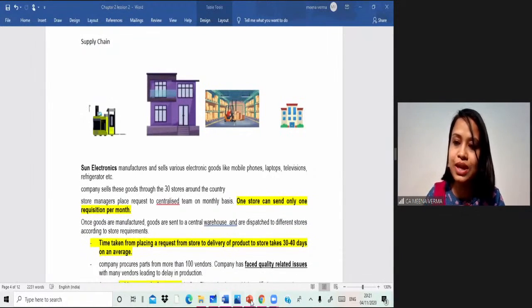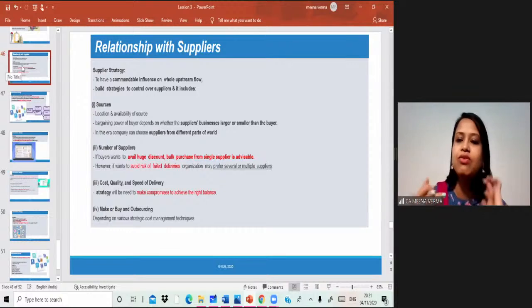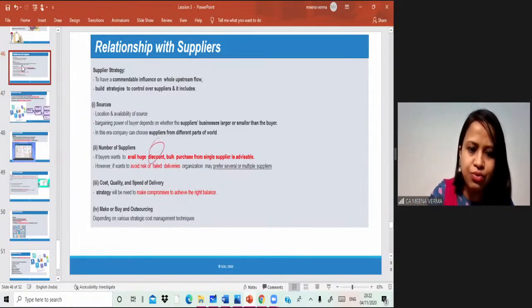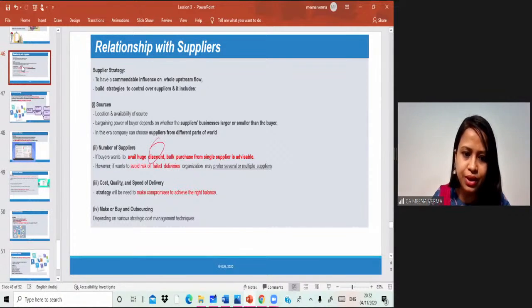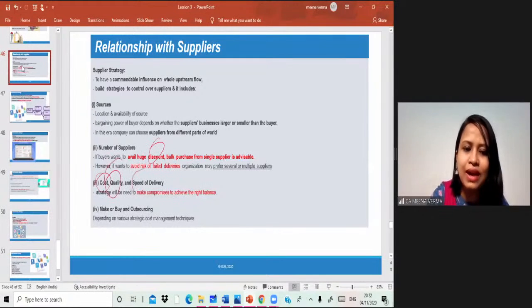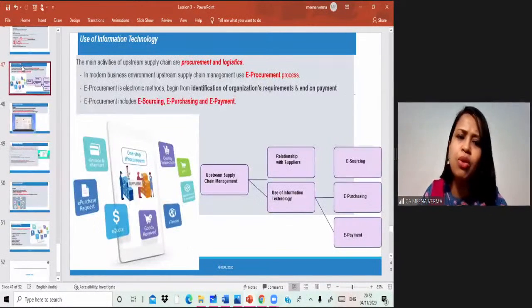Before starting this question, I want to revise this topic. Relationship with supplier: we have already discussed that we should maintain a good relationship with the supplier. Why? Because the supplier will provide us good quality product on time, and we can receive a discount if we want any kind of discount. So right cost, good quality, right time, meaning speed of delivery, everything is very important for us, and accordingly we will decide our supplier from whom we want to buy our product.